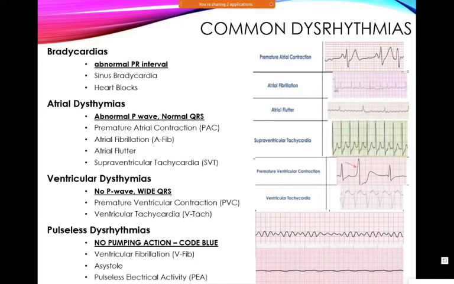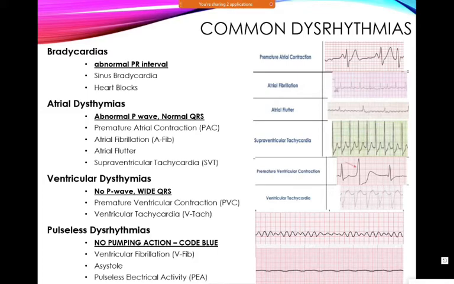And when we're done with this lecture, we're going to go through the ACLS pretest, which is where they give you a bunch of rhythms and you identify them. So we're going to go through that together and show you some rhythms in real time. We're going to go through these 4 sections, show you the most common rhythms in the Brady's, the atrials, the ventricular dysrhythmias, and the pulseless. And then we're going to show you the treatments for each of those 4.